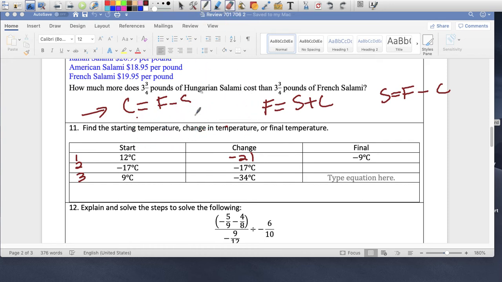Next one, it's with a -17, really cold. It dropped. It went much colder. So we want the final. The final is -17 plus what's the change? -17 again. So my final temperature ends up being -34.